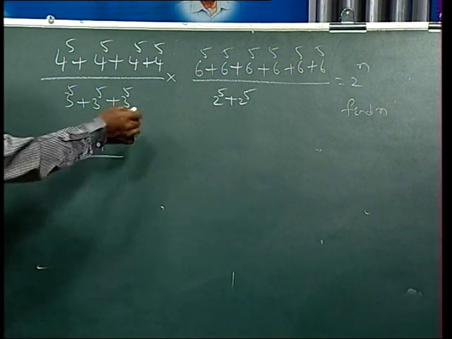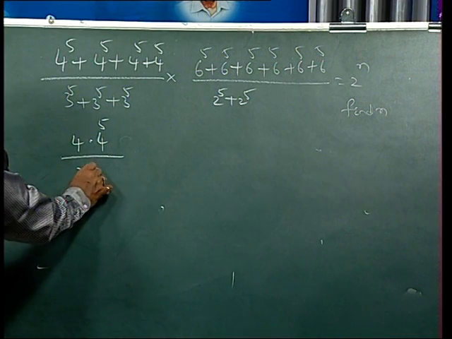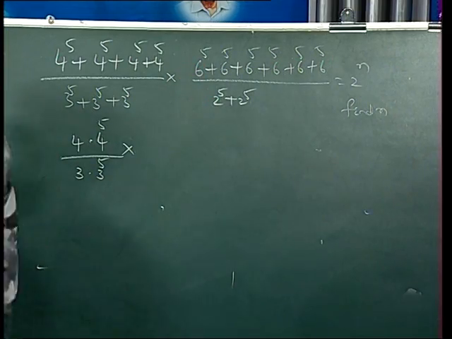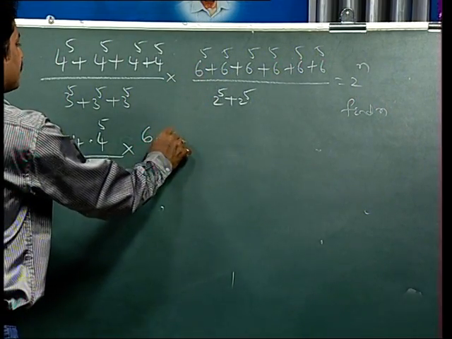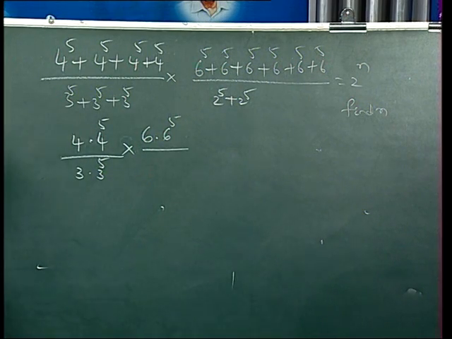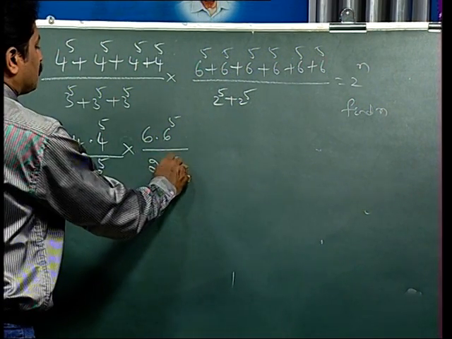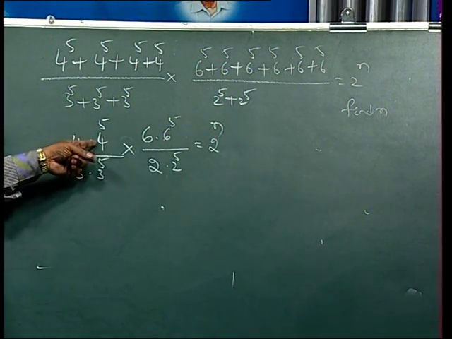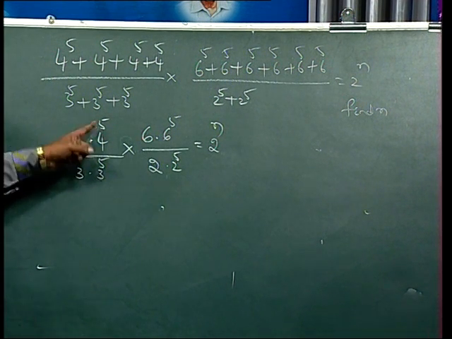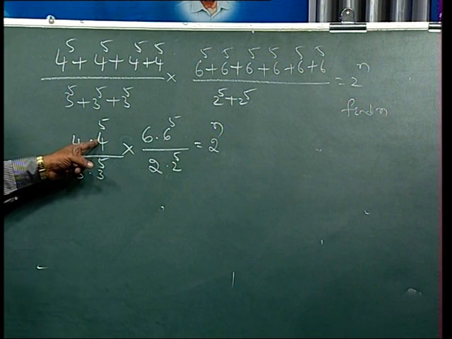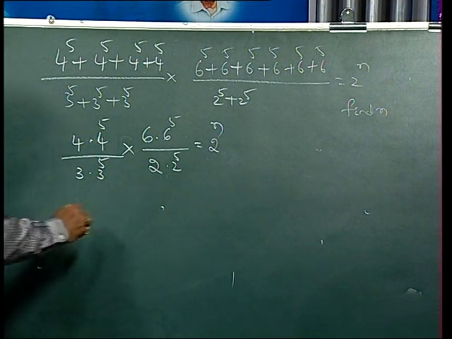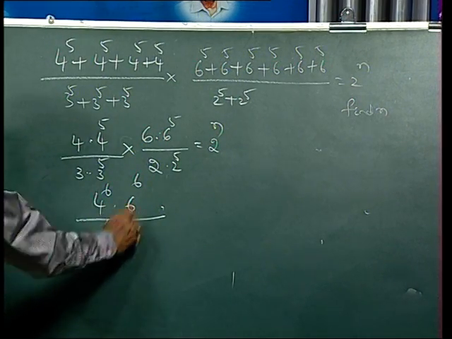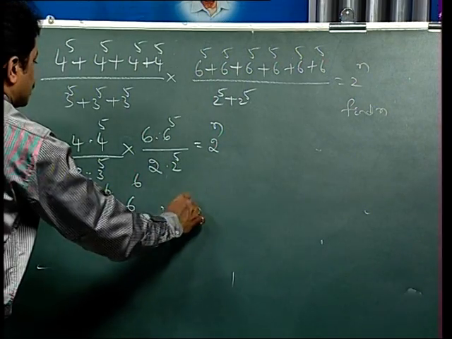How many 3 power 5 are here? 3 times. So you can write 3 of 3 power 5. How many 6 power 5s are here? 6 times, 6 of 6 to the power of 5. How many 2 power 5s are here? 2 times, 2 of 2 to the power of 5, which is equal to 2 power n. What is the meaning of 4 of 4 power 5? There are 4, how many 4s here? 5 4s, 1 more 4, totally 6. So 4 to the power of 6, 3 to the power of 6, 6 to the power of 6, and 2 to the power of 6, which is equal to 2 power n.